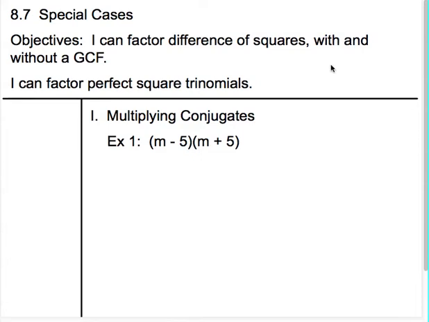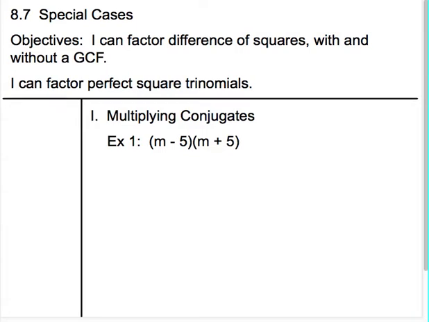So there are two different types of factoring we're going to learn today, and these are both special cases of factoring. So the first is difference of squares, and the second is perfect square trinomials. So before we learn how to factor difference of squares, we're going to remind ourselves of how we multiply conjugates.